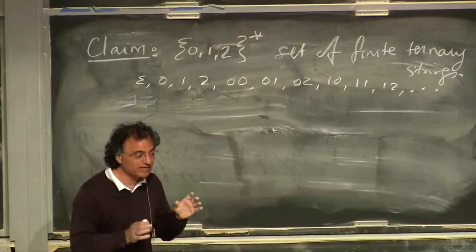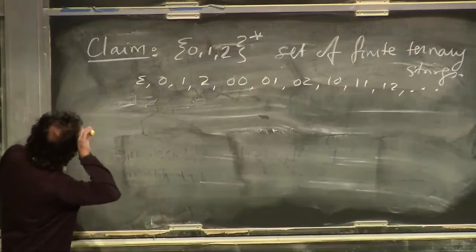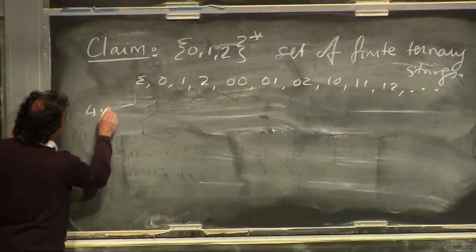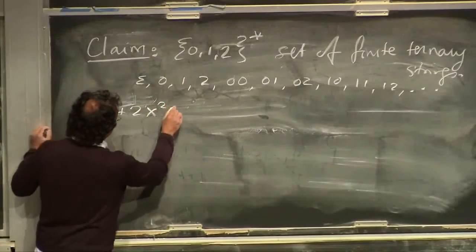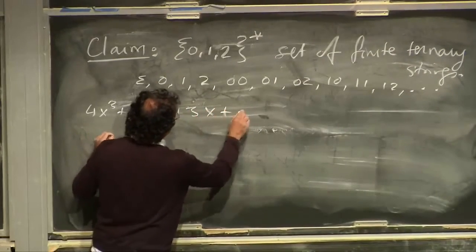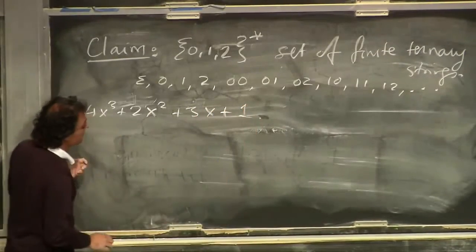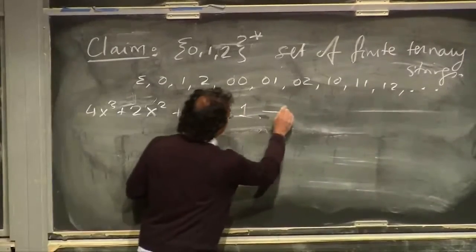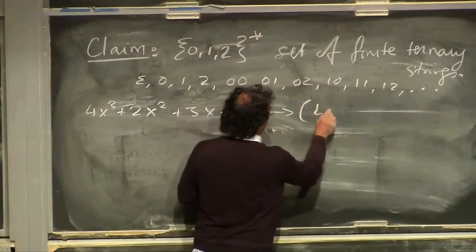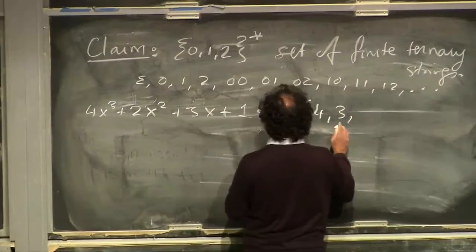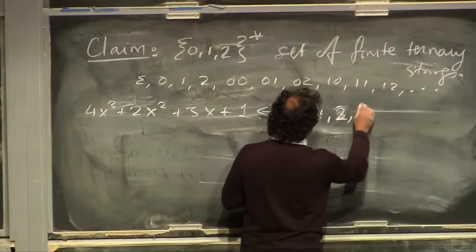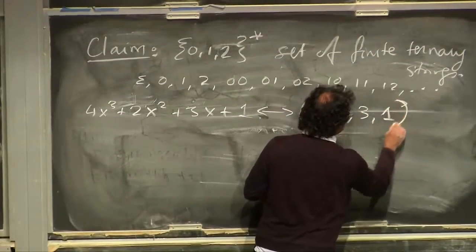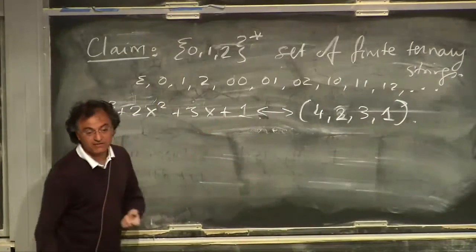Okay, so how do you look at that? Let's say you had the polynomial 4x cubed plus 2x squared plus 3x plus 1. Another way of saying this is it's a sequence 4, 2, 3, 1. Let me write this down in a certain notation.